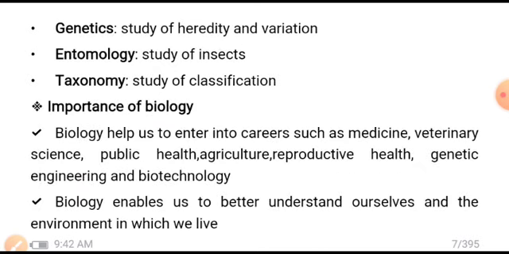And there is what we call genetics. Genetics is the study of heredity and variation. So genetics is also a branch of biology, because it is the study of heredity and variations.